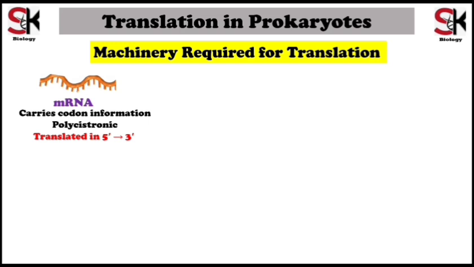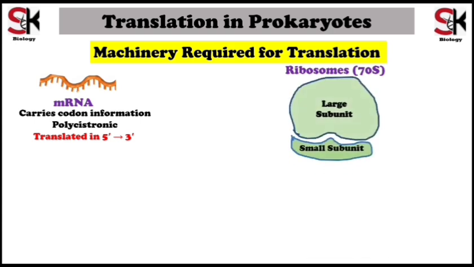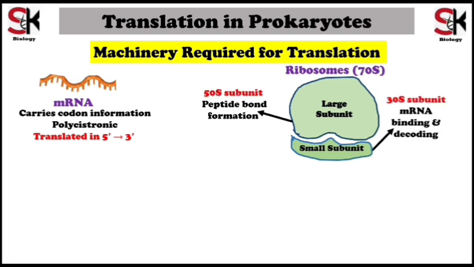Second component is the ribosome. In prokaryotes, 70S ribosomes are used as protein synthesizing machinery. It is made up of a large subunit, that is the 50S subunit, involved in peptide bond formation, and a small subunit, which is the 30S subunit, responsible for mRNA binding and decoding.